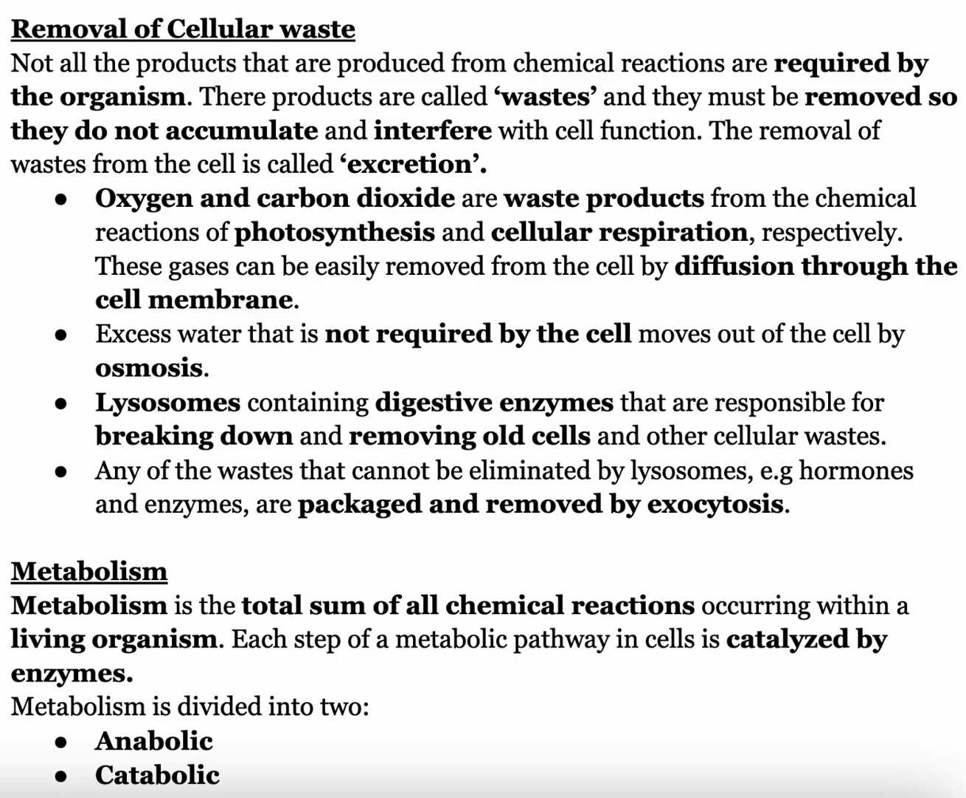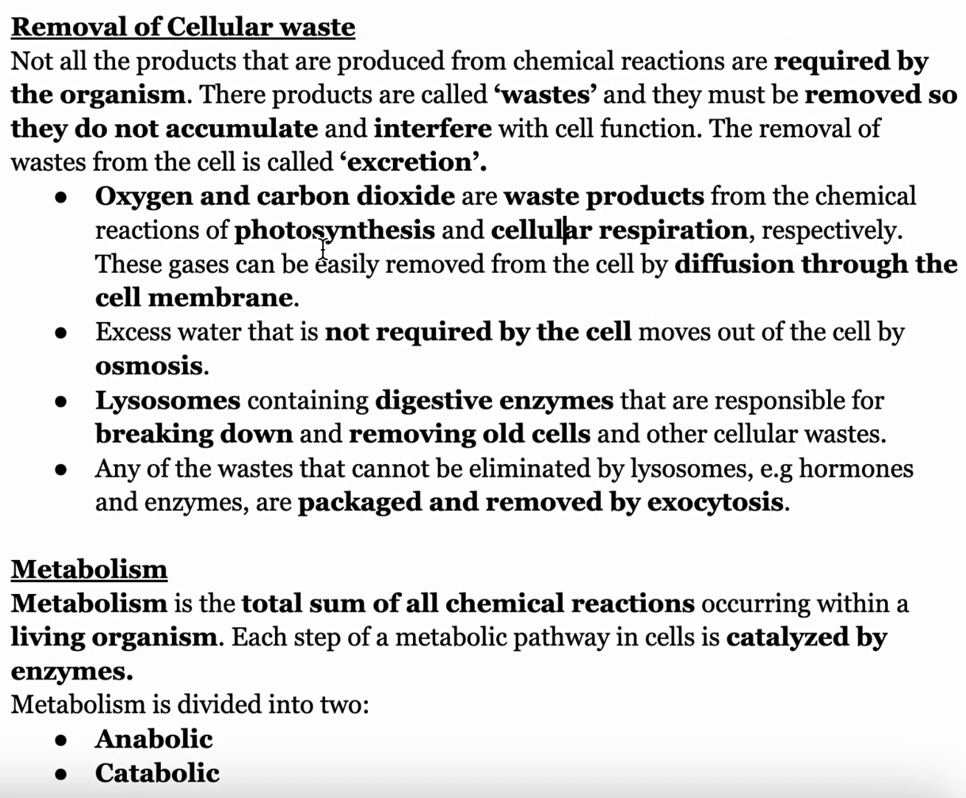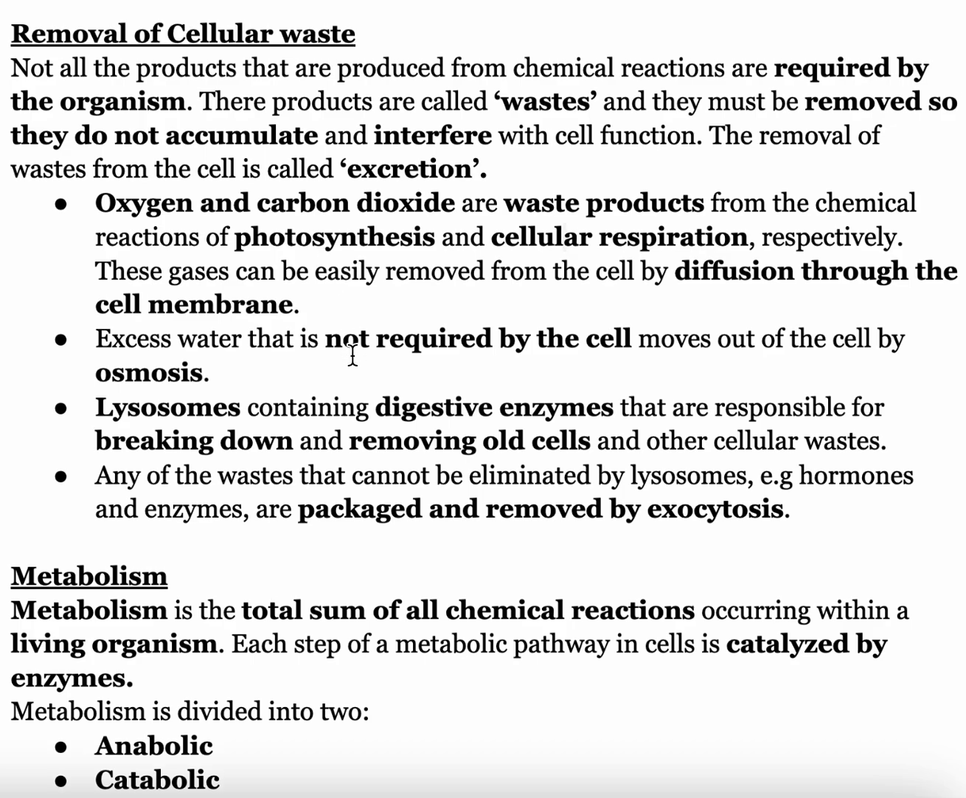Oxygen and carbon dioxide are usually the waste products from the chemical reactions of photosynthesis and cellular respiration, respectively. So basically, oxygen is from photosynthesis and carbon dioxide is from cellular respiration. These gases can be removed easily from the cell by diffusion through the cell membrane. We talked about this earlier. Excess water is sometimes not required by the cell and moves out of the cell by osmosis. We also talked about this.